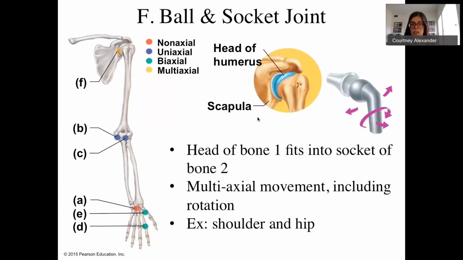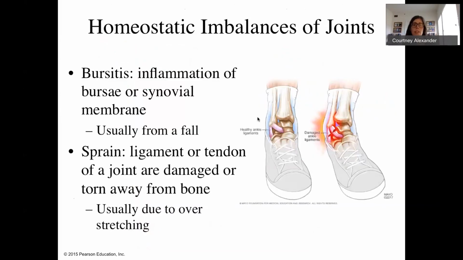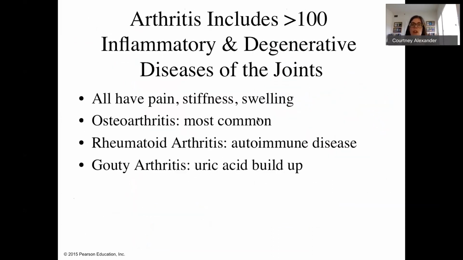Lots of motion there. If we have issues with our joints, then we're talking about things like bursitis, which is an inflammation of that synovial membrane, usually from a fall. Sprains, when the ligaments or tendons of a joint are damaged and tear away from the bone, usually due to an overstretching. Let's end by talking about arthritis.